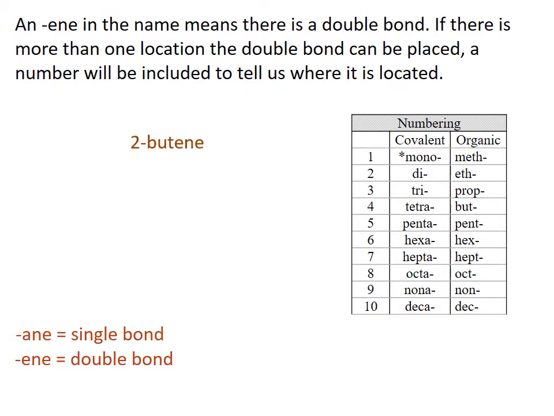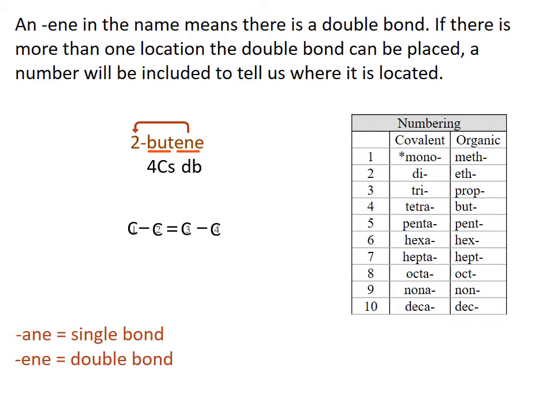So let's say instead of 1-butene, we had 2-butene. Well, but is 4 carbons, so we draw 4 carbons. Ene is double bond, but this time the double bond is on the second carbon. So we number our carbons and place the double bond on the second carbon. Now we add hydrogens to each carbon so that each carbon is making 4 bonds.